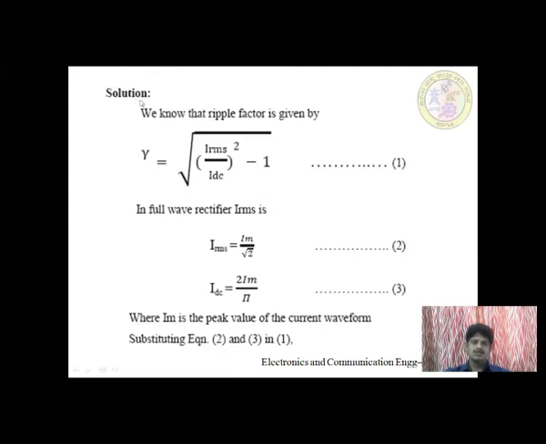So this is the solution. This is the equation as we already discussed, square root of (IRMS by IDC) whole square minus 1. These are the two equations. This is taken as equation 1, and these two equations are taken as equation 2 and 3. In this you can see that we have IRMS and IDC, and we have their equivalent values, Im by root 2 and 2 Im by pi. We have to substitute these two values in this equation.